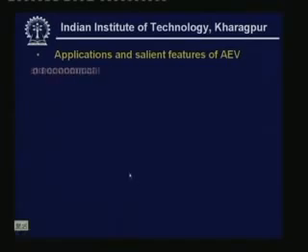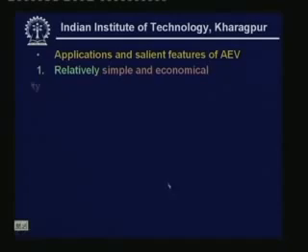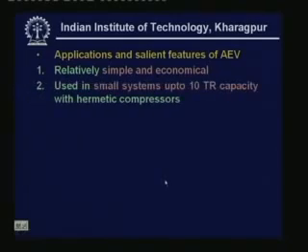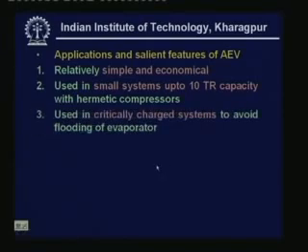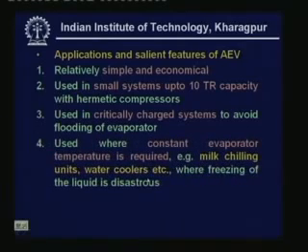Now, applications and salient features of automatic expansion valves. These valves are relatively simple and economical compared to other types of valves, and they are used in small systems up to 10 TR capacity with hermetic compressors. They are used in critically charged systems to avoid flooding of the evaporator. They are used where constant evaporator temperature is required. This is a very important use of this particular type of valve, because it always maintains the evaporator pressure constant, that means the evaporator temperature constant. So it finds application in milk chilling plants and in water coolers, etc.